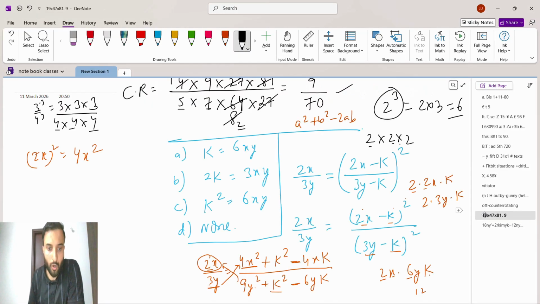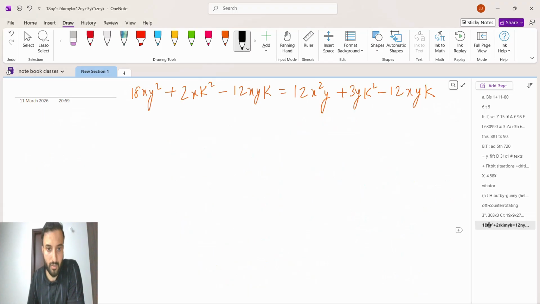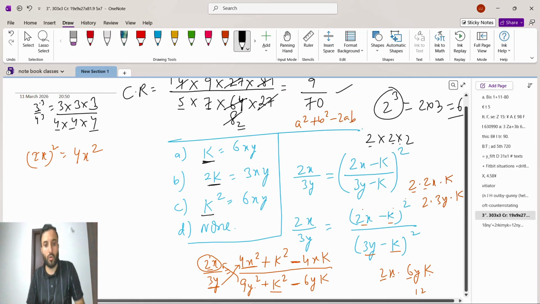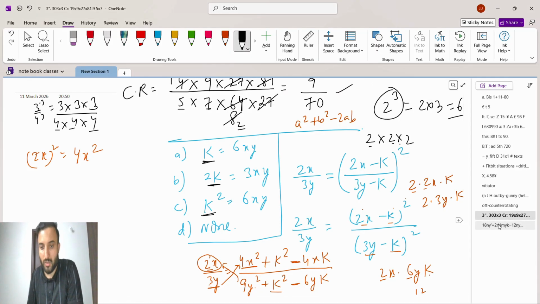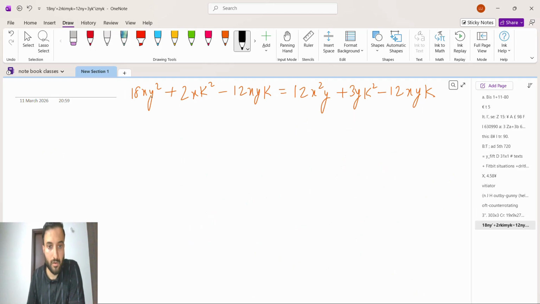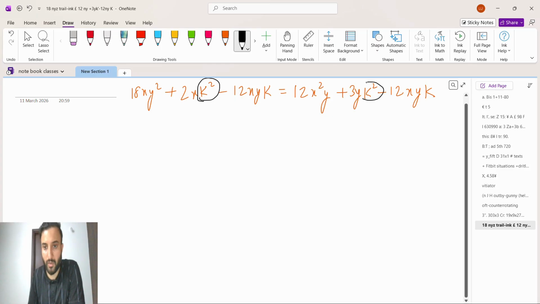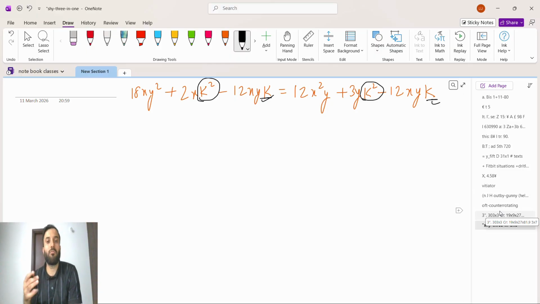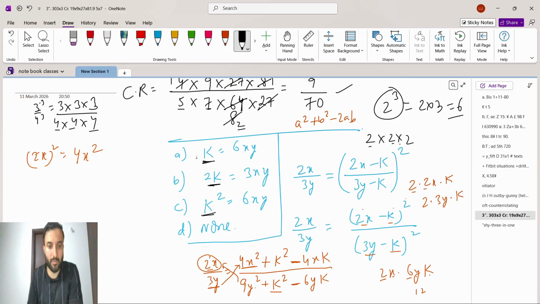Okay. Now very important thing, guys. Here we have to see the options. The options are k, 2k, k square. So now just check it out. Here we have k square, and then we have k and k. But we cannot justify whether this k will come here or here.